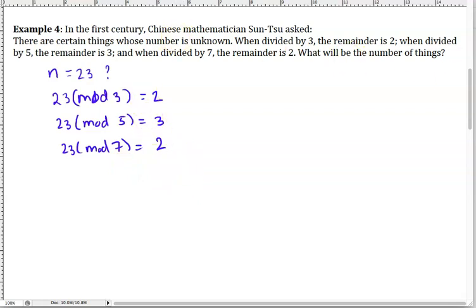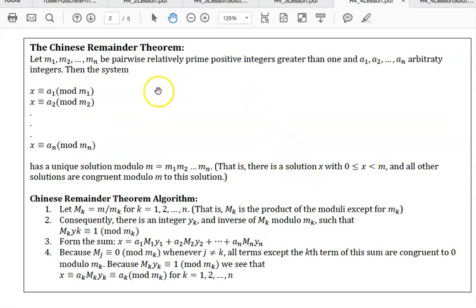Okay, so let's look at this. This outlines the method. Basically it says if M1, M2, up to Mn are pairwise relatively prime positive integers greater than 1. So these are the mods. Notice that we're looking at pairwise relatively prime positive integers. And A1, A2, up to An are arbitrary integers. So those are the numbers that go here. Then we have the system of equations.